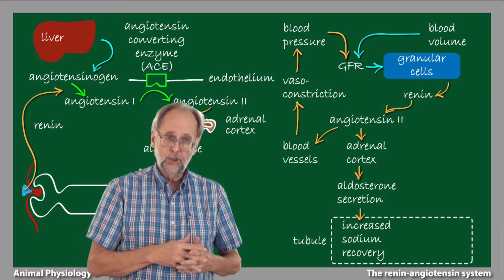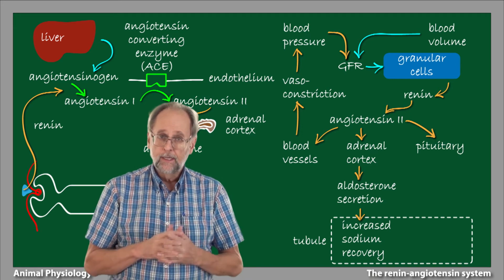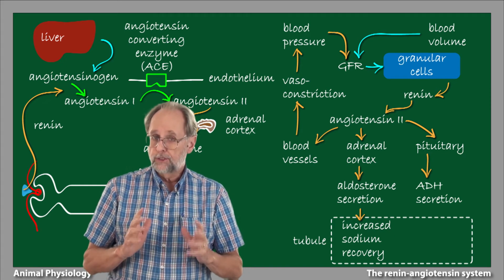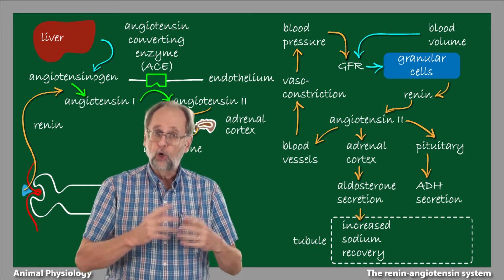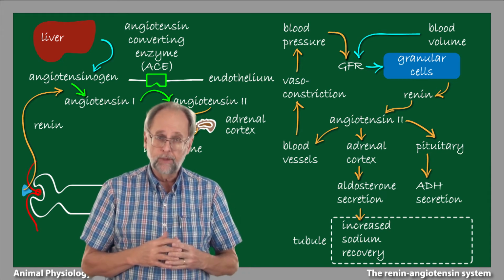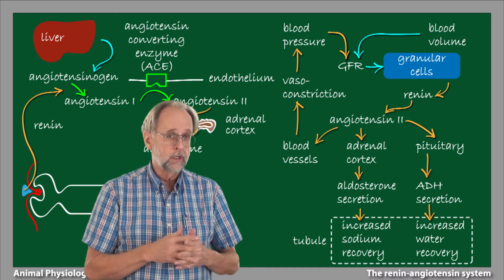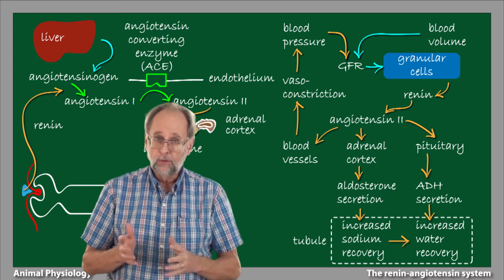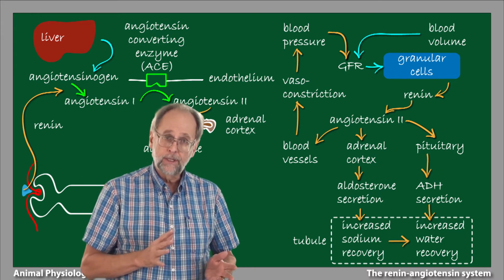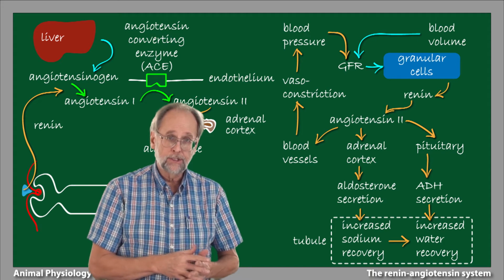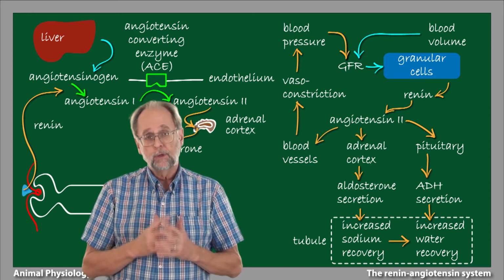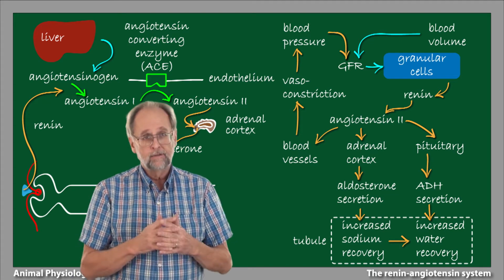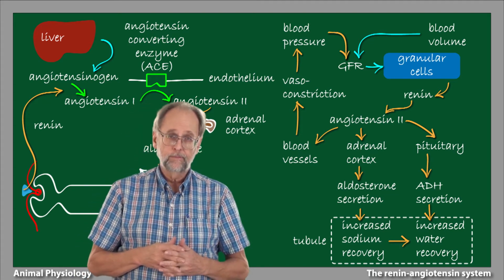Additionally, angiotensin-2 acts on the pituitary to stimulate the secretion of antidiuretic hormone. This too acts on the tubule, opening up aquaporins in the tubule membrane and increasing the tubule's water recovery. Because water recovery depends upon sodium recovery, both the stimulation of sodium recovery by aldosterone and the increased porosity of the tubule membrane to water produces an increased rate of water recovery from the filtrate.